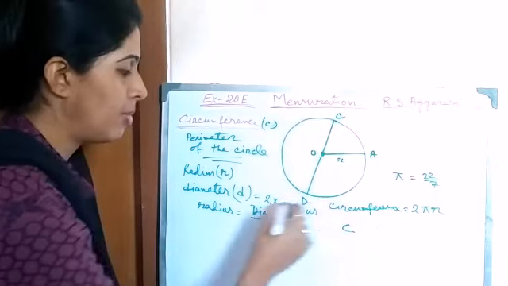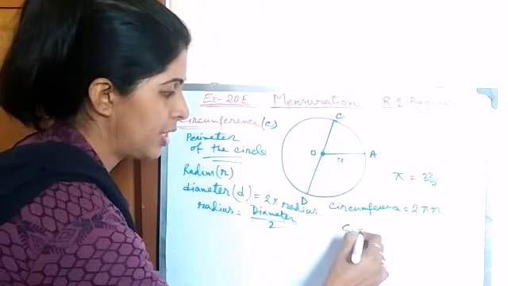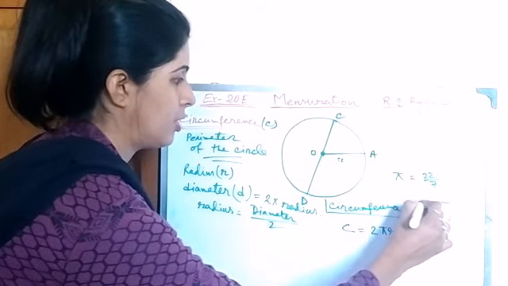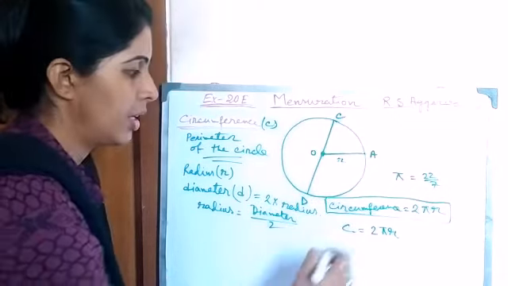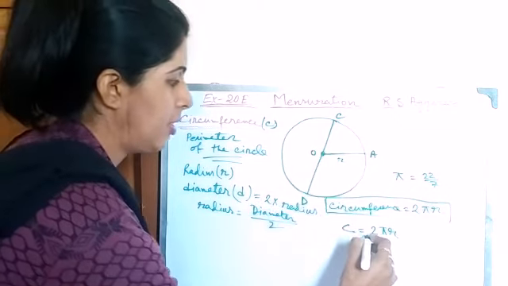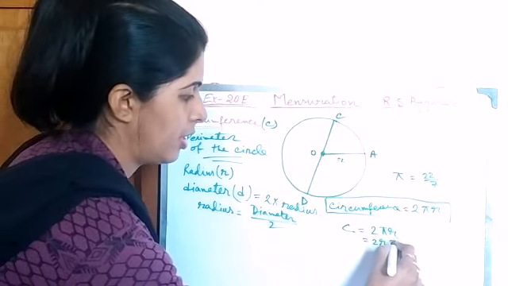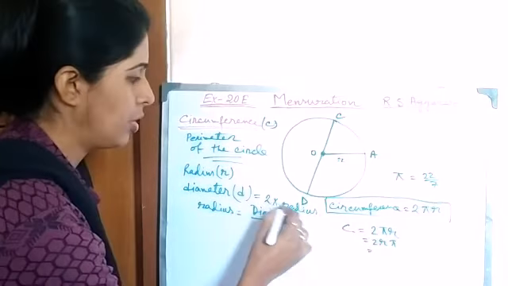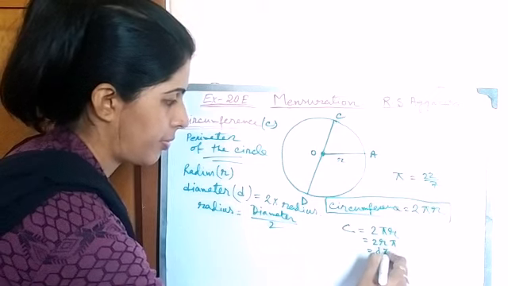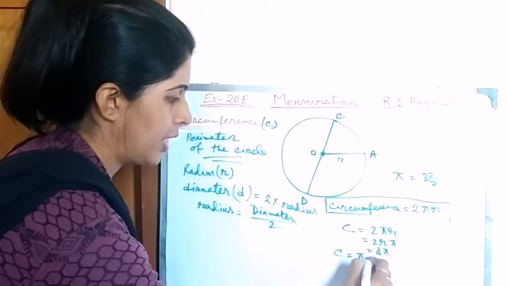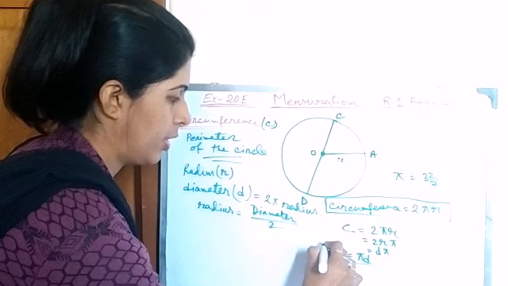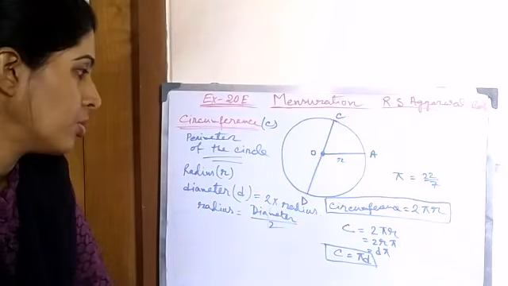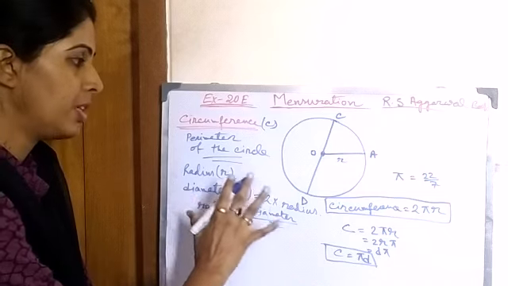Circumference C equals 2 pi r. This is the formula of the circumference of the circle using radius. And using diameter, 2 into r, I will keep on one side, 2r into pi. So 2r means 2 into radius, that means d. So C equals pi d. When the diameter is provided, we can use this formula, pi d. So this is the circumference of the circle.